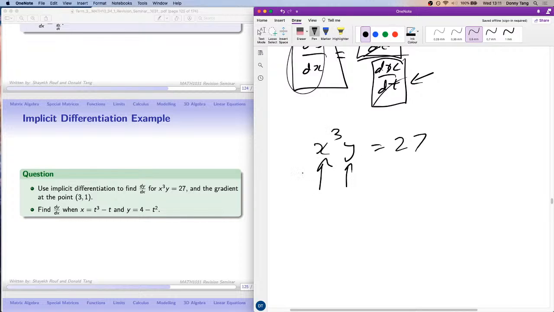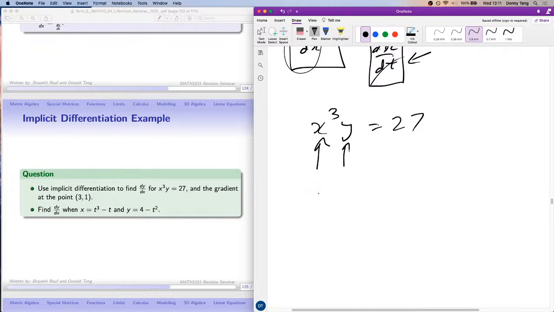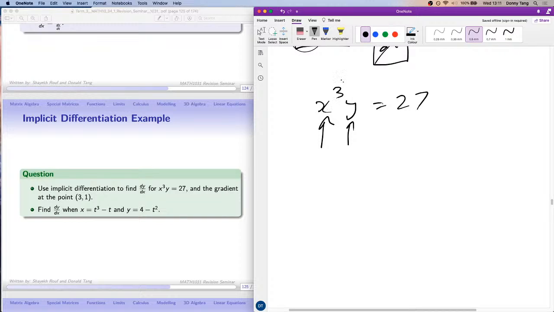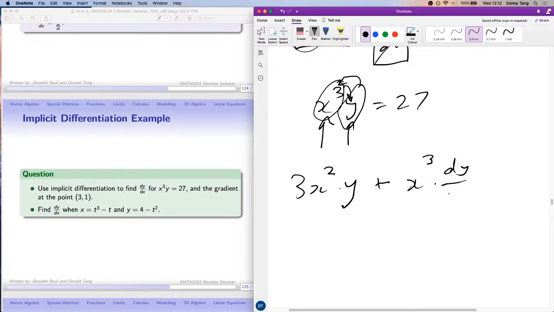So I hope you guys are familiar with the product rule, but what you do is you differentiate this, multiply this, and add it to differentiate this, and then multiply by this. So differentiate x cubed, 3x squared times y. Nothing happens to y because we didn't differentiate y. Plus, now you differentiate y, which is 1, times x cubed. And then since we differentiated a y, we multiply it by dy on dx. And the right hand side is going to be 0.